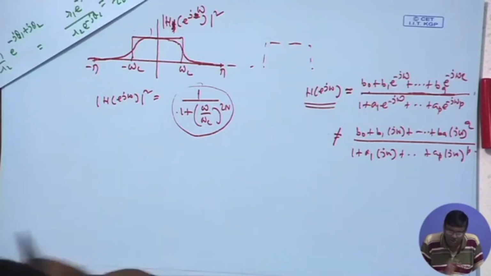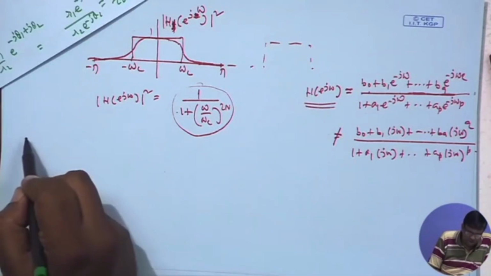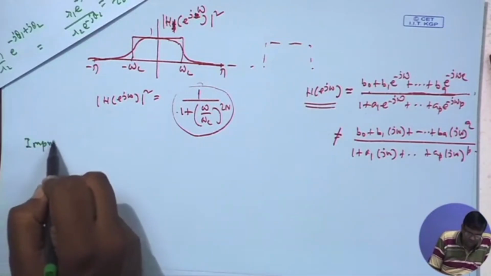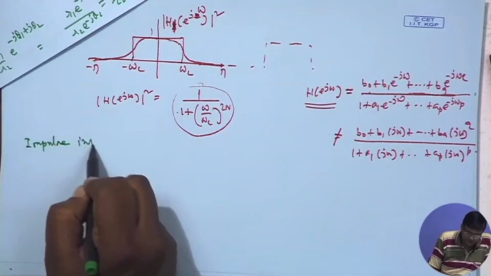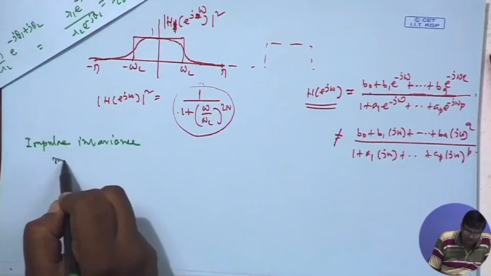Then the question is how to design this filter. So, one technique, there is a basic technique called the impulse invariance method.